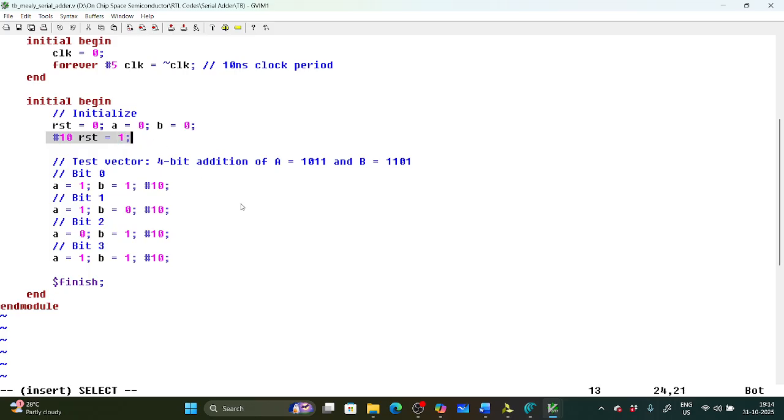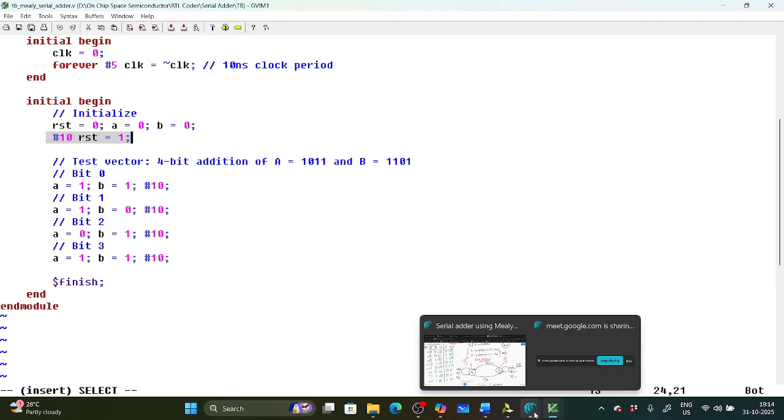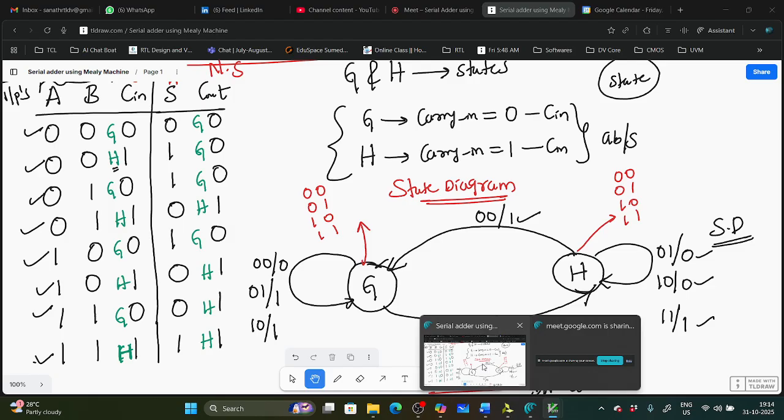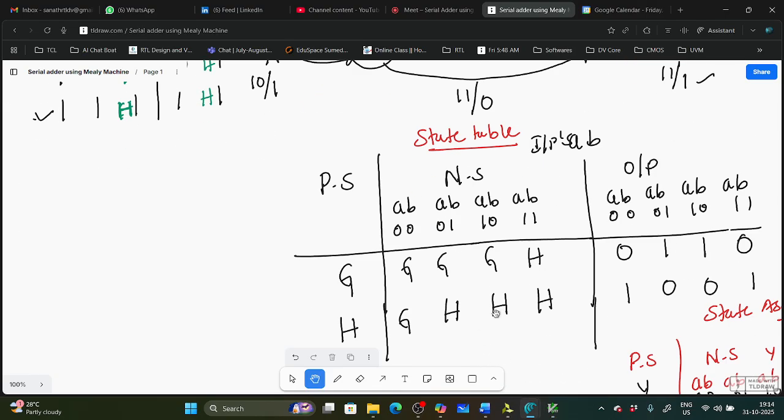Okay. I'm checking for the test cases. What are the test cases? I'm checking for the addition. A equal to 1011 and B equal to 1101. So 1011 is 11, and 1101 means what? 13. So I'm checking for this.